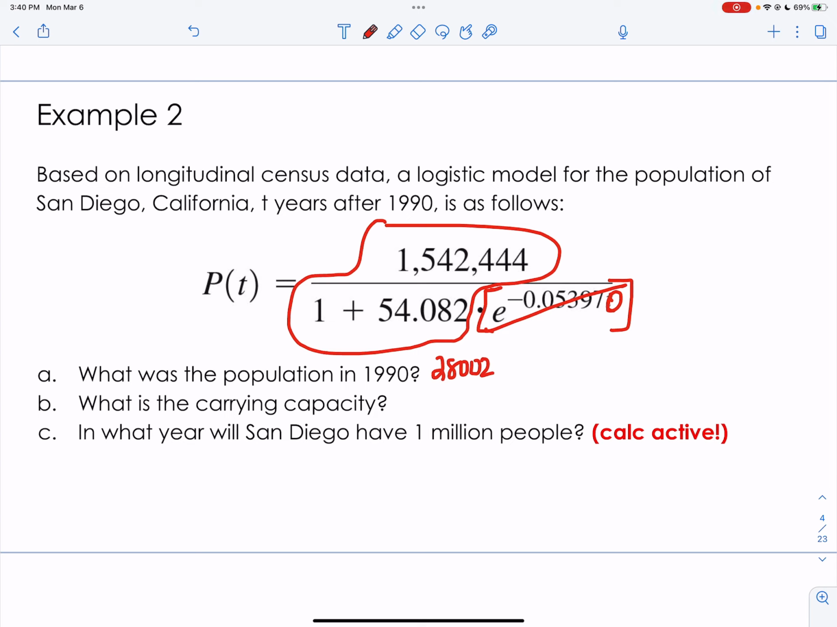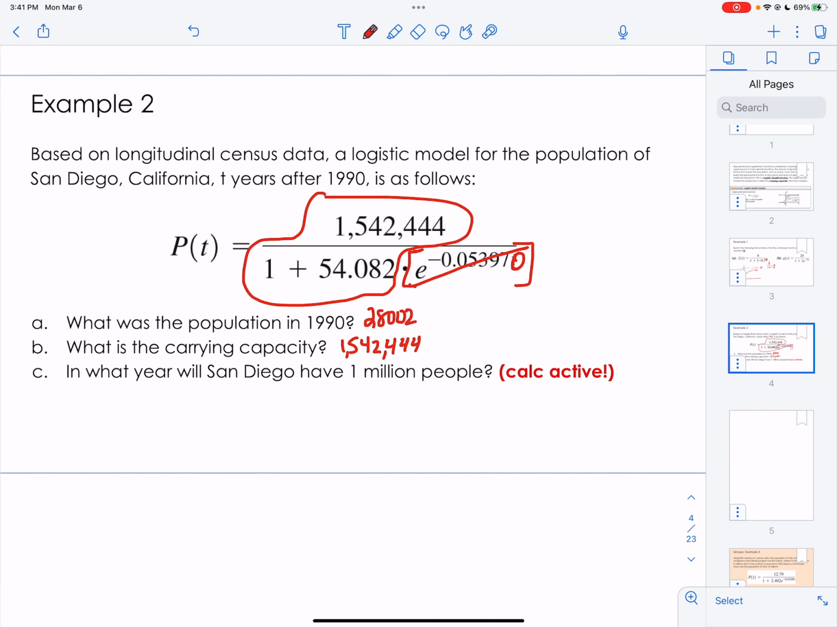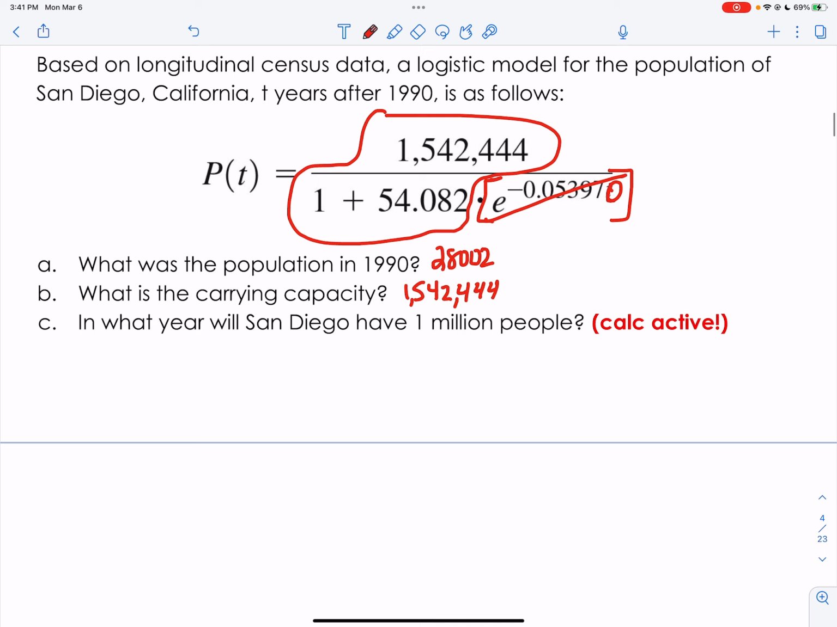2B asks for the carrying capacity, which is my C value, aka what is my limit to growth, aka what is the maximum amount of people before we go overboard and we cry because we won't have enough supplies for everyone. In this case, it would be 1,542,444. And then 2C says, in what year will San Diego have 1 million people? This is the fun part because this takes up a page. So we are going to substitute in 1,000,000 for P of T.